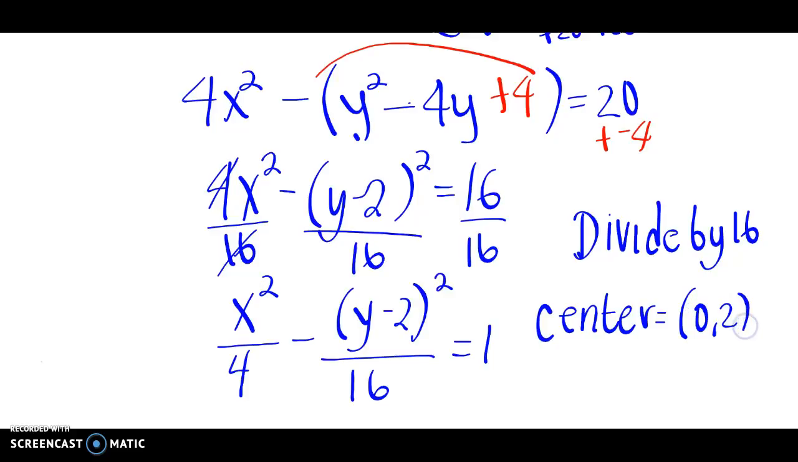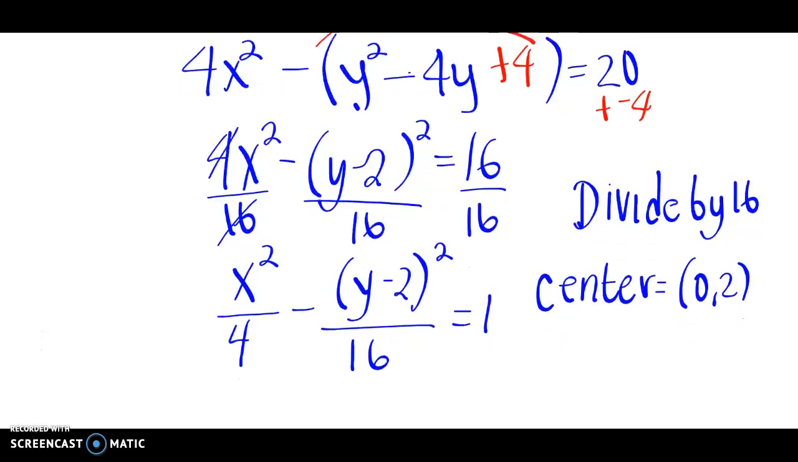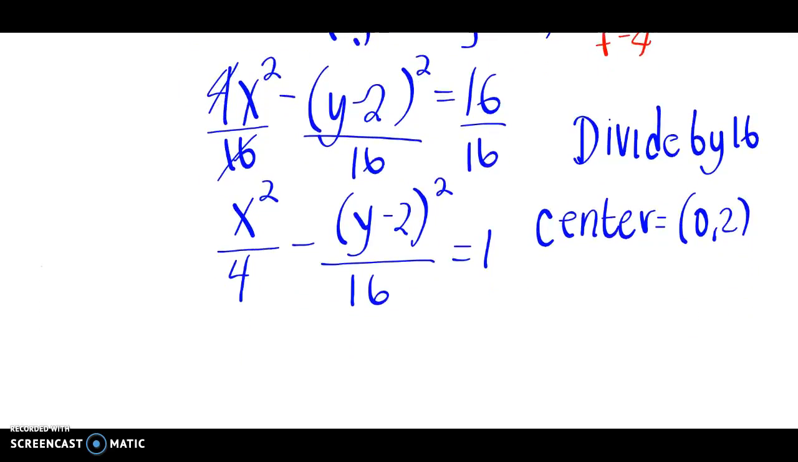It's going to open left and right because of the x being squared instead of the y. I mean, the x being positive. You could put x minus 0 squared if you wanted to, and then h would be 0.